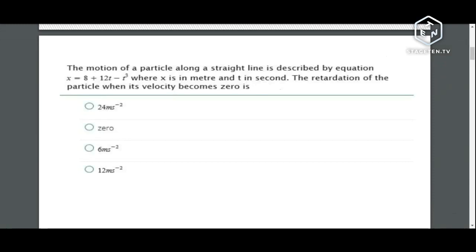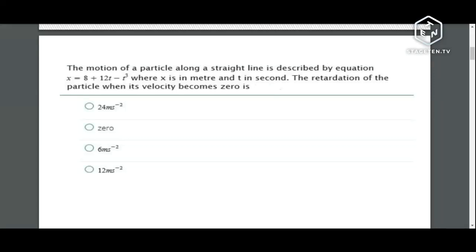Anybody here who can answer it? So I can give a hint to you. As you can see, the equation is given, that is x equal to 8 plus 12t minus t cube. Now t is the time and x is the distance. So you need to find the retardation. Retardation basically means the acceleration.